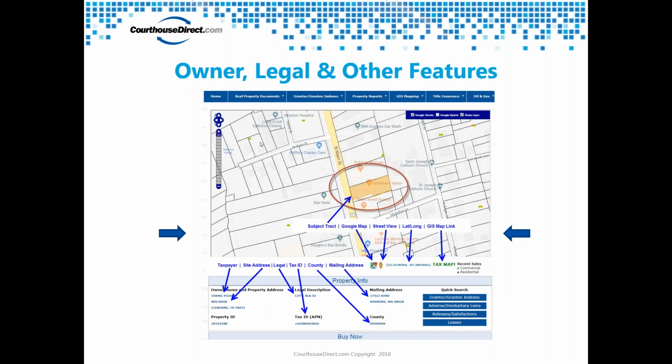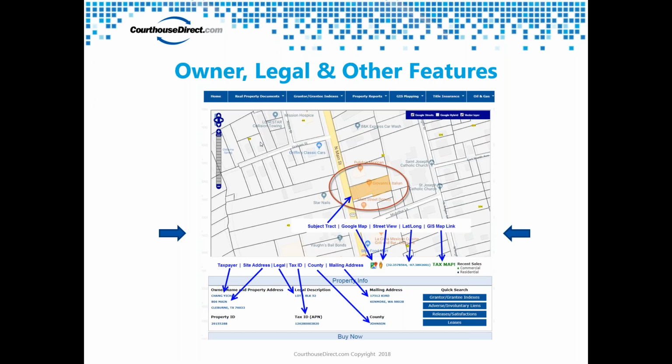And again, as we look at the results we got back on the map, there's a lot of good information here. We have the subject tract that's being highlighted. You'll notice a link to the Google map. If I want to go straight back over to the Google map, I can choose to do that. I can also view this through the street view, and it also gives me the latitude and longitude for the area. And if I click on that tax map, it's linking back to the GIS, the more complete GIS map, if you will. And down below, the information we have here is the taxpayer's name, the site address, the legal description of the property, the tax ID number, which people also call an APN number, the county the property is located in, and then the mailing address.